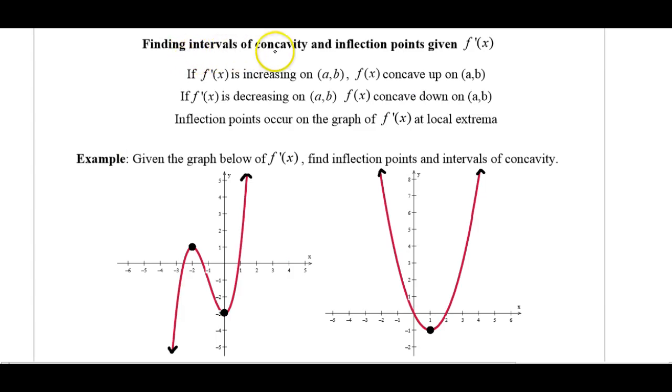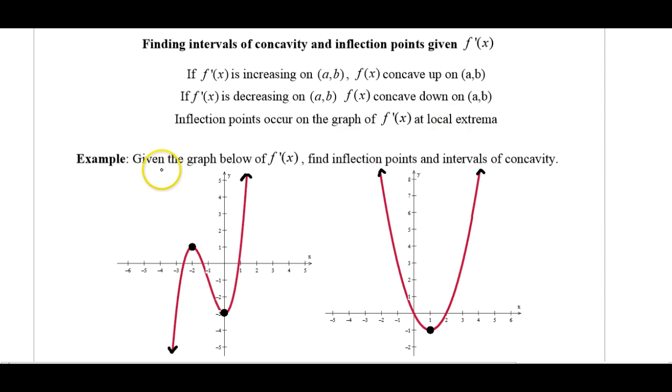Alright, now let's try to find intervals of concavity and inflection points given f prime of x, or specifically the graph of f prime of x. So here are some things we want to remember. If f prime of x is increasing, f is concave up. So by the definition of concave up, f prime is increasing. If f prime is decreasing, then f of x is concave down. And so that means inflection points occur on the graph of f prime of x at local extrema. So at changes from increasing to decreasing or decreasing to increasing.